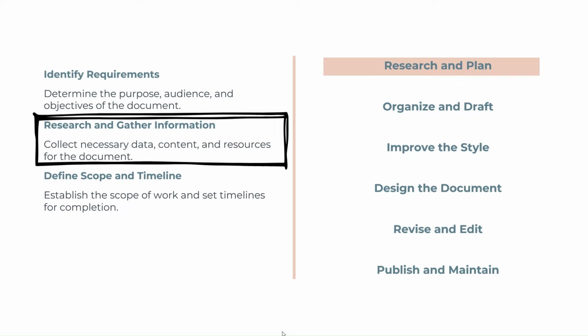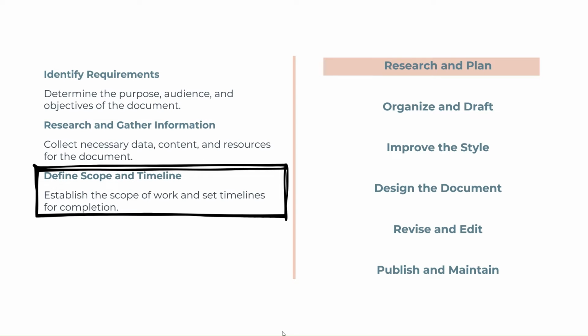You have scope and timeline. This should be the first priority. Once you have your requirements, once you have understood what the purpose of the document is, where you are going to gather the information from, how much time you need. These are the first two parts: identifying requirements and gathering information. Once you have the understanding of these two, then you define the scope.